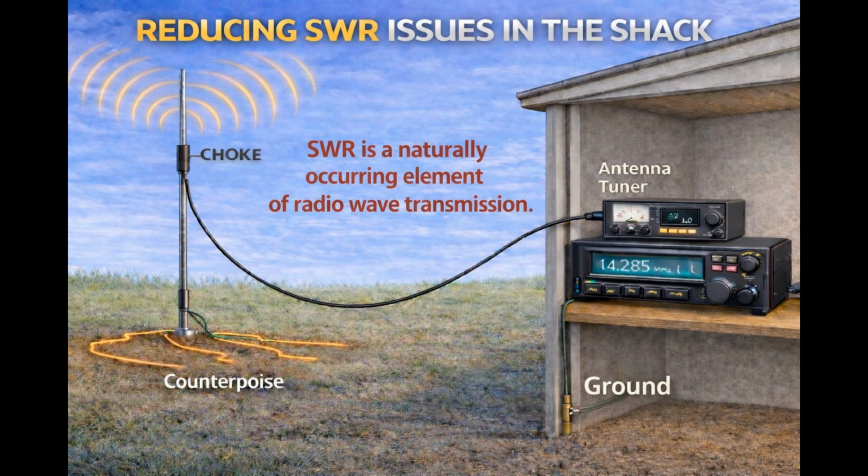SWR issues in the shack can be reduced by ensuring the antenna system is properly matched and providing a controlled path for RF energy. This starts with using an antenna that is correctly sized for the operating frequency and installing it with a proper ground or counterpoise when required. Adding a choke at the antenna feed point helps prevent RF from returning on the feed line, while good station bonding and grounding keep RF from flowing on equipment and cables. When needed, an antenna tuner can be used to improve the match seen by the radio, reducing reflected power and keeping RF where it belongs, on the antenna instead of inside the shack.